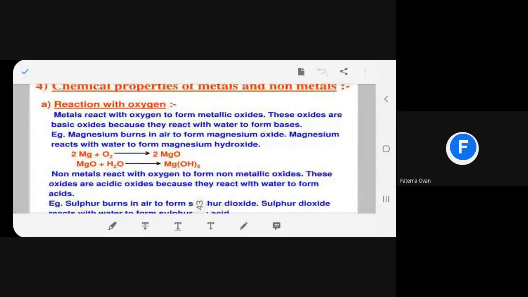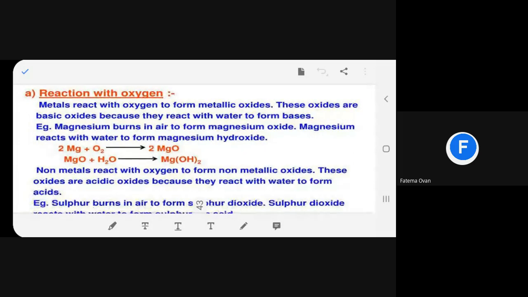So what did you understand over here? Reaction with oxygen. Metallic oxide is basic and non-metallic oxide is acidic. Is it clear? Yes. What is basic? Which litmus turns into which litmus color? Red litmus turns into blue litmus. That is basic. And what is acidic? Blue litmus turns into red litmus. Exactly. All of you understood? Yes, ma'am. Now, do you want to ask me any question regarding reaction with oxygen? No, ma'am.